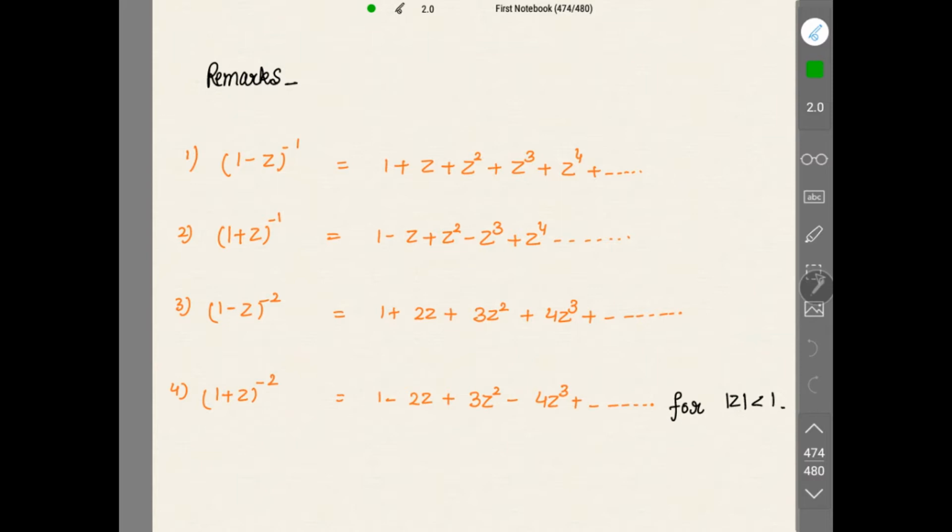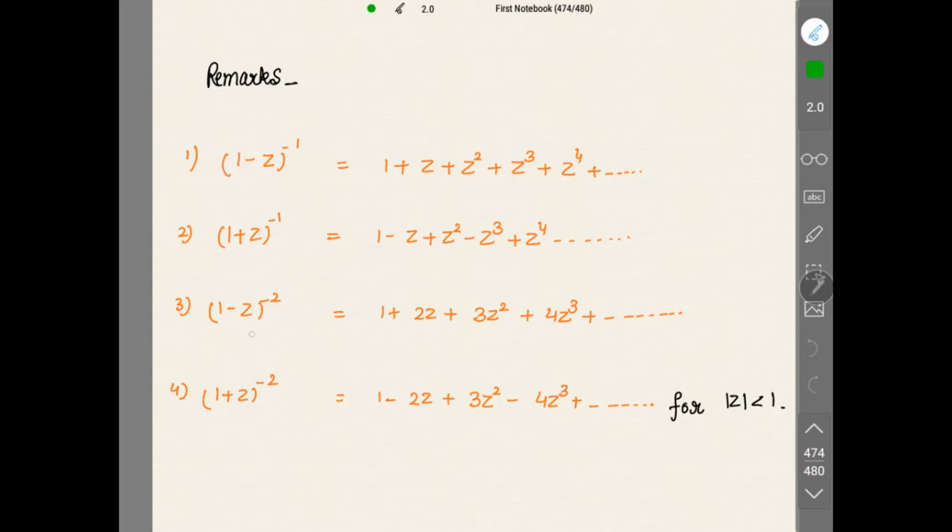The first one is 1 minus z inverse, which is expanded as 1 plus z plus z square plus z cube plus z to the power 4, and so on. Then 1 plus z inverse is expanded as 1 minus z plus z square minus z cube plus z to the power 4. Remember, if we have a positive sign, then alternating signs are used in the series, and if we have the negative sign, then all the terms are positive.